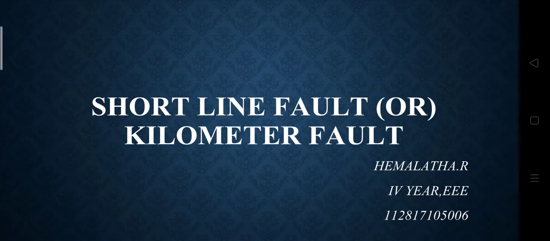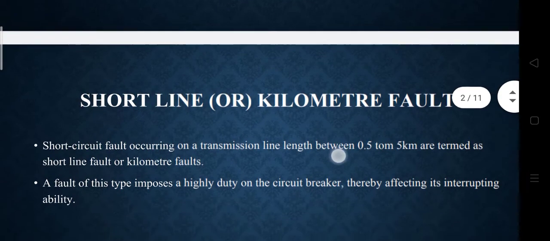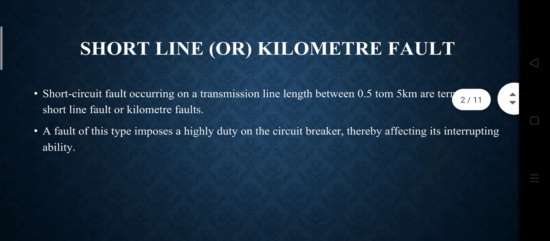Now I'm going to present my PPT based on short line fault or kilometer fault in power system transients. First thing, what is a short line or kilometer fault? A short circuit fault occurring on a transmission line between 0.5 to 5 kilometers is termed a short line fault or kilometer fault. A fault of this type imposes a high duty on a circuit breaker, thereby affecting its interrupting ability.